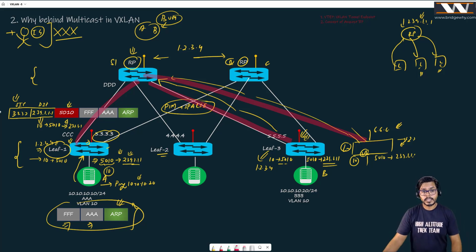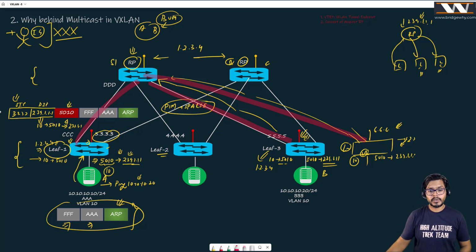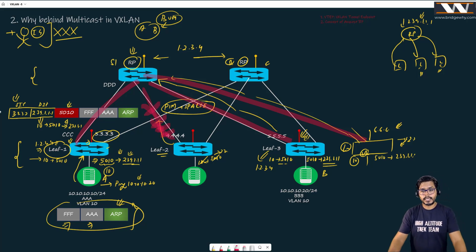Will this message ever reach 4.4.4.4? No, absolutely not. Why? Because there is no VLAN 10 there, which means there is no VNI 5010 there, which means it is not listening at 239.1.1.1. If it is not listening, then it doesn't send the join request towards the RP. And if there is no request, the RP will not send it towards the 4.4.4.4 leaf, right?